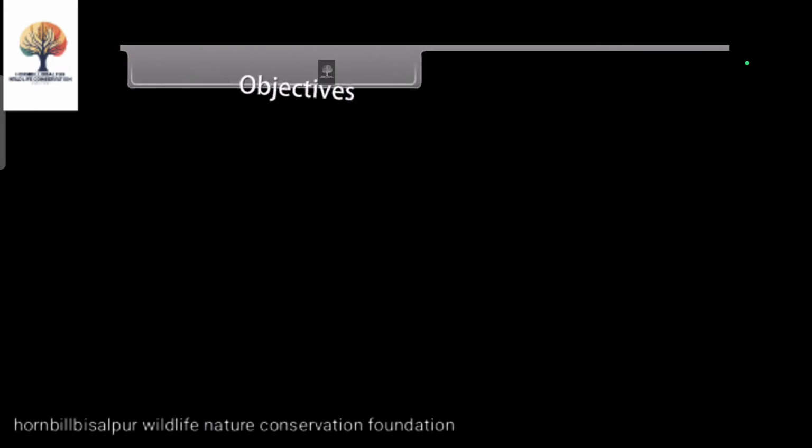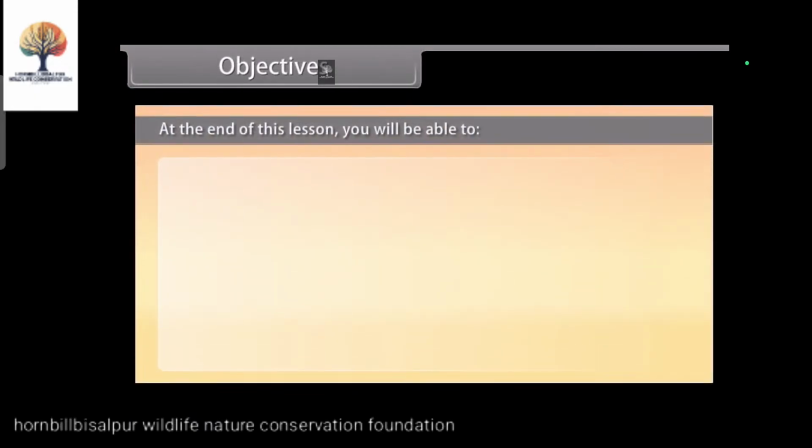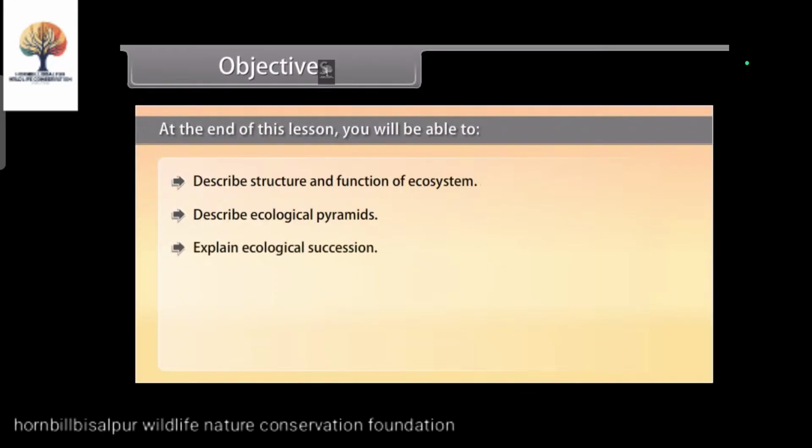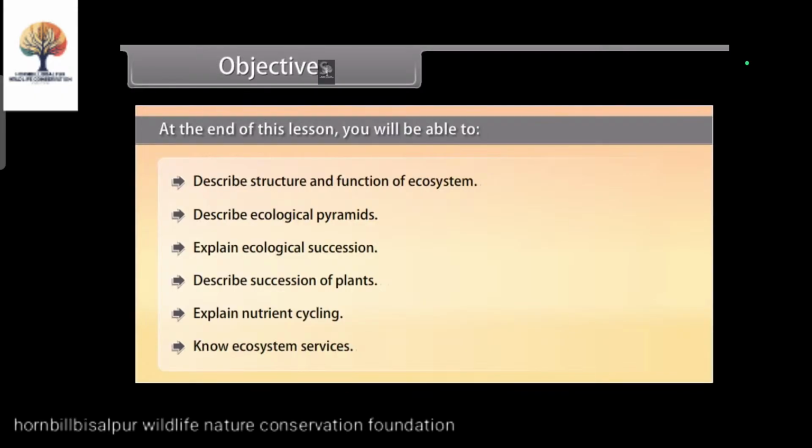Objectives. At the end of this lesson, you will be able to describe structure and function of ecosystem. Describe ecological pyramids. Explain ecological succession. Describe succession of plants. Explain nutrient cycling. Know ecosystem services.